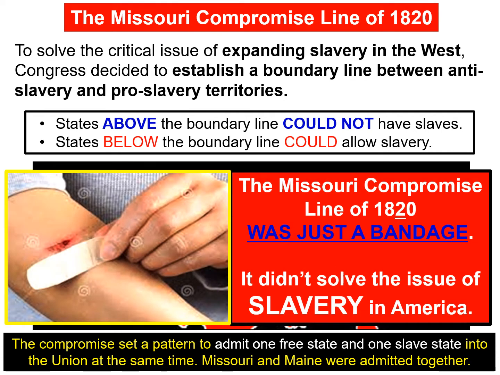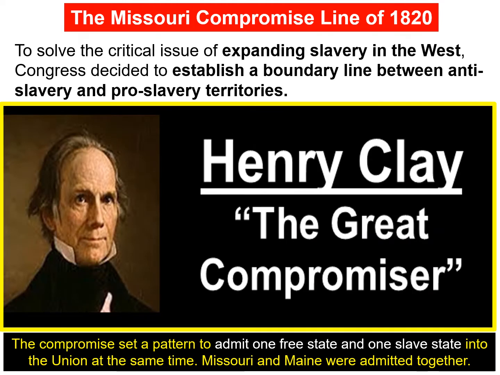The Missouri Compromise of 1820, though, was just a band-aid. It did not solve the issue of slavery in America. It just kind of pacified the situation. But slavery was still a major issue that needed to be resolved. The man who came up with this idea, called the Missouri Compromise, was a man named Henry Clay. Henry Clay is known as the Great Compromiser. Because of his actions, it kept America out of a war of fighting with themselves, the North and the South, because a deal was made, and that was the Missouri Compromise.